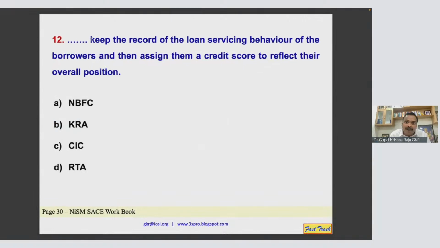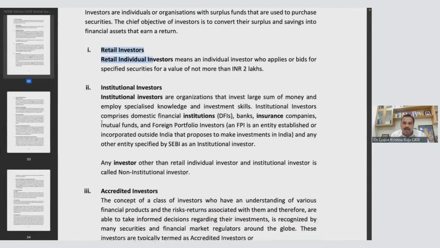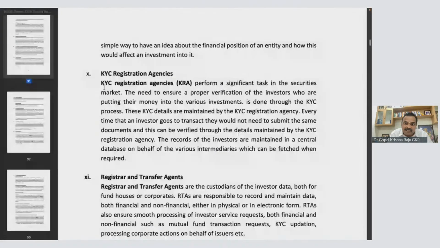Now, who will keep the record of loan servicing behavior of the borrowers and then assign them a credit score to reflect their overall position? NBFC means non-banking finance company. KRA means they are actually the KYC registering authority. KYC means know your customer. So your PAN, your Aadhaar, your biometric will be captured and it will be available. So you have this KYC registration agency.